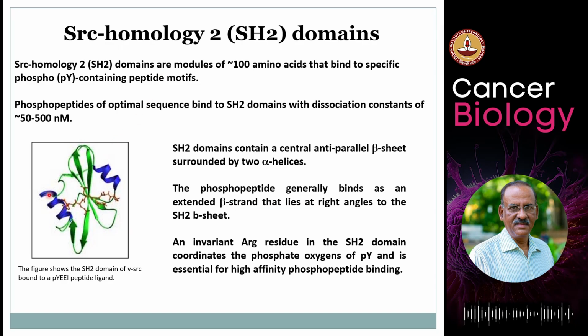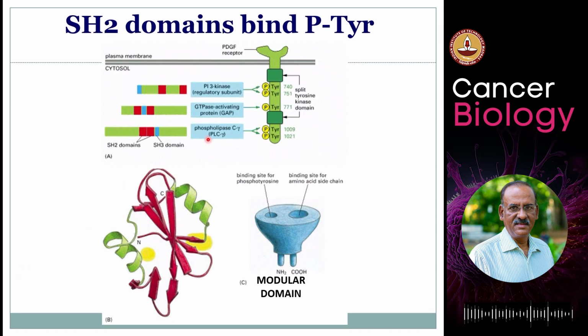Another important thing is you may have to remember this structure. The SH2 domains usually contain a central antiparallel beta sheet. This is a beta sheet flanked by 2 alpha helices. So this is what you may have to remember. SH2 domains, as I already mentioned, bind to phosphotyrosine. You may also remember that the receptor tyrosine kinases in their cytoplasmic domain contain several tyrosines. So this makes it very ideal for these domains to bind with the phosphotyrosine containing areas.